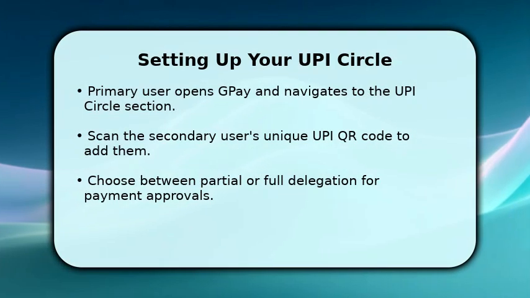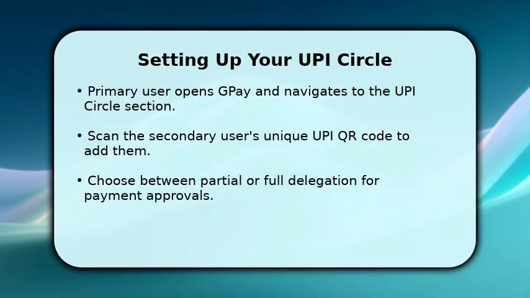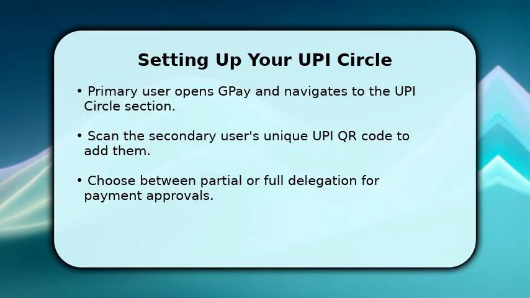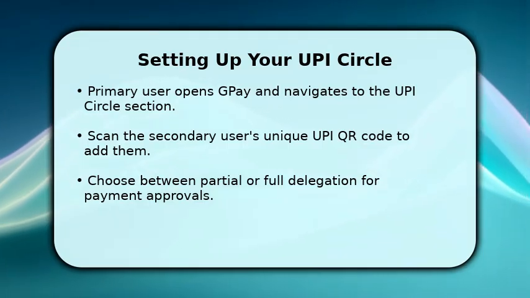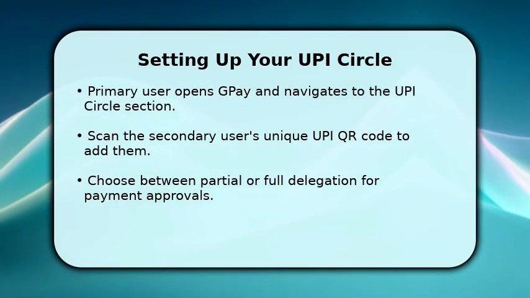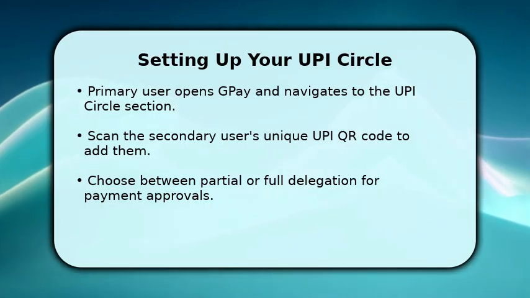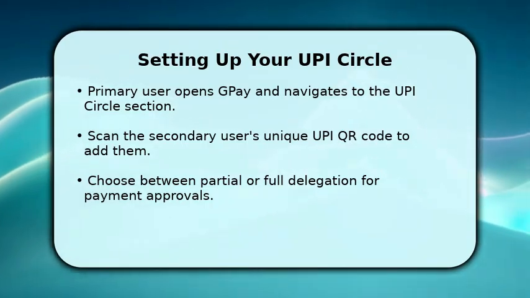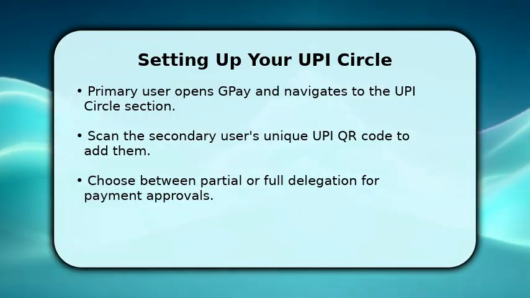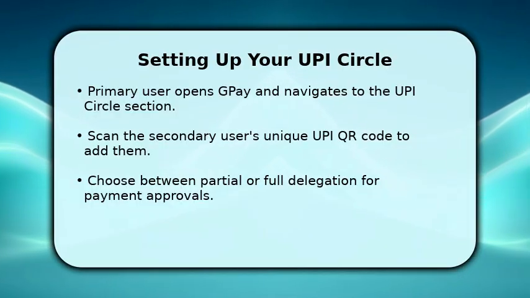To set up your UPI Circle, the primary user first opens their GPay app and taps on their profile picture, then selects the UPI Circle option. Next, you will scan the secondary user's unique UPI QR code to link their profile. During this setup, you'll choose the delegation type, either partial, requiring your approval for each payment, or full, allowing payments up to a set monthly limit.